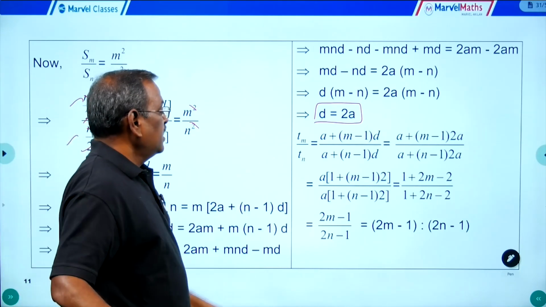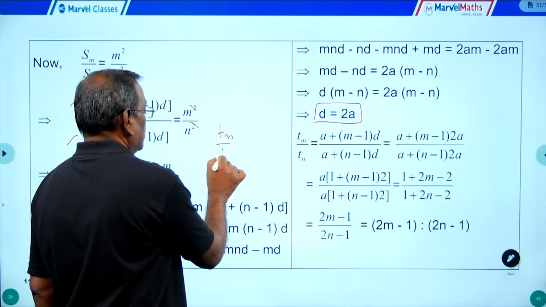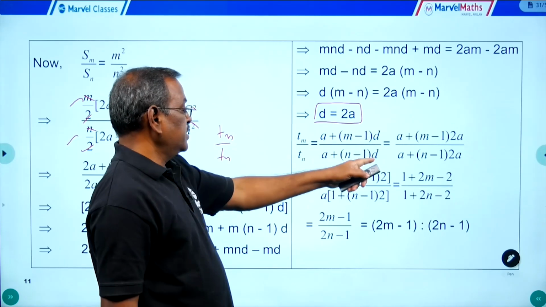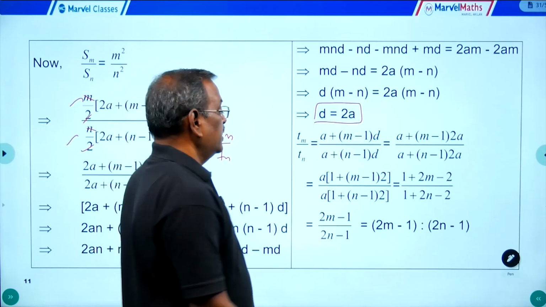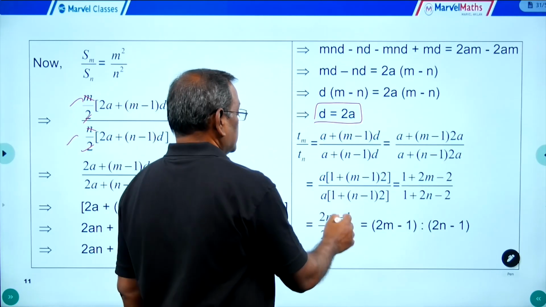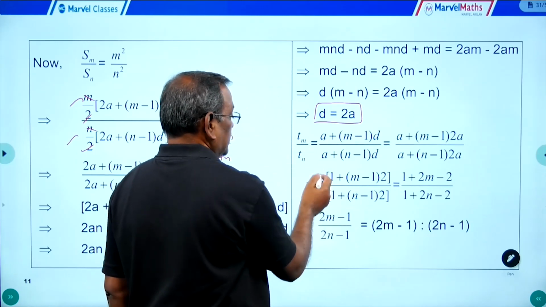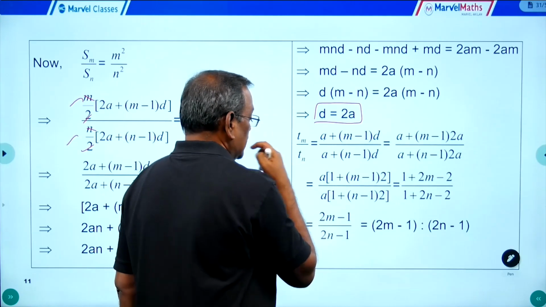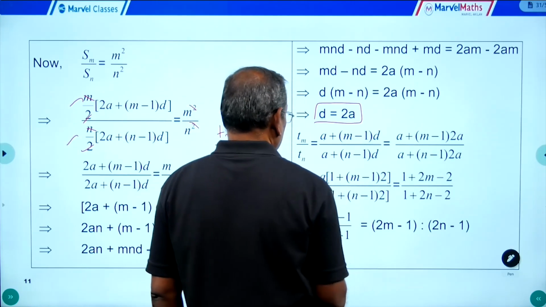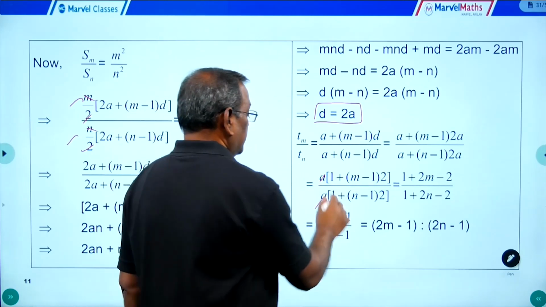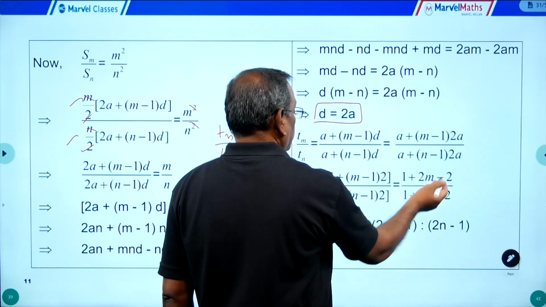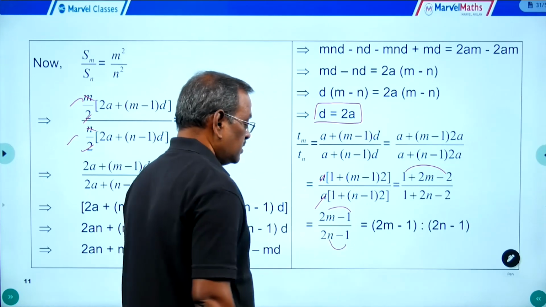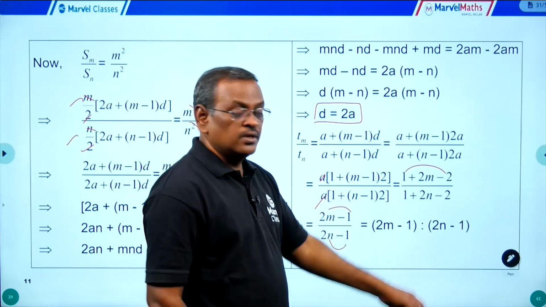Now consider, our aim is to find the ratio of the mth term and nth term. So first write the ratio, a plus (m minus 1) into d over a plus (n minus 1) into d. Substitute d equals 2a. So 2a by 2a, you can take a outside from the numerator and denominator. Here it becomes 1 plus (m minus 1) into 2, and these a's get cancelled. Now simplify the numerator, 1 plus 2m minus 2. So 1 minus 2 gives 2m minus 1, and 2n minus 1, and the corresponding ratio is 2m minus 1 is to 2n minus 1.